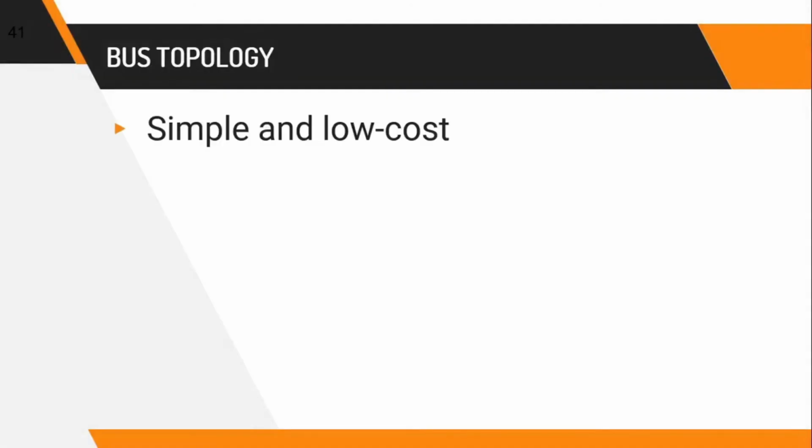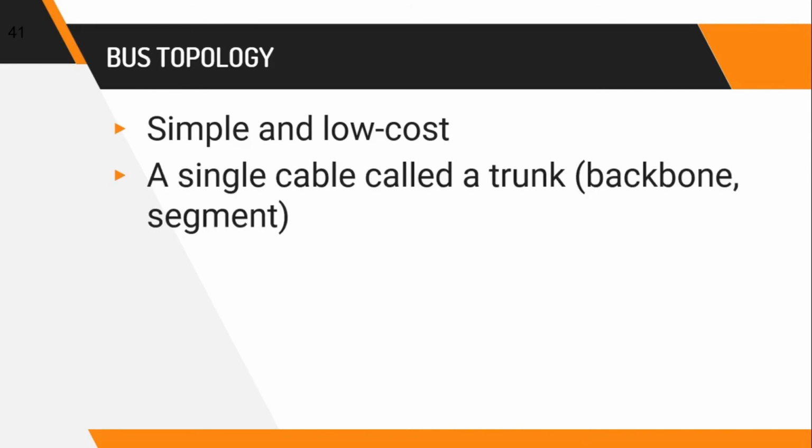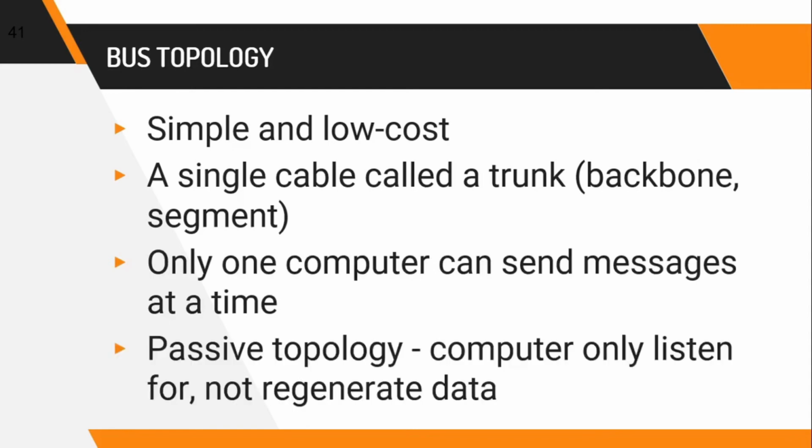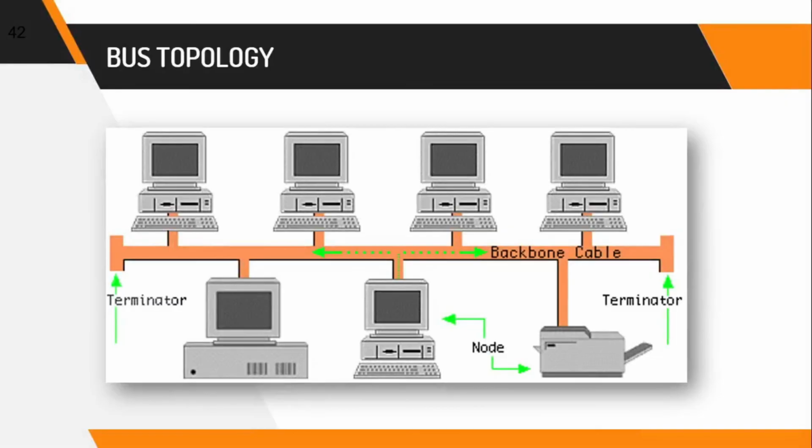Bus topology. These are simple and low cost. A single cable called a trunk or backbone segment. Only one computer can send messages at a time. And it is a passive topology, which means computers only listen for, not regenerate, data. A bus topology is a topology for a local area network or LAN, in which all the nodes are connected to a single cable. The cable to which the nodes connect is called a backbone. If the backbone is broken, the entire segment fails. So this is an example of your bus topology.